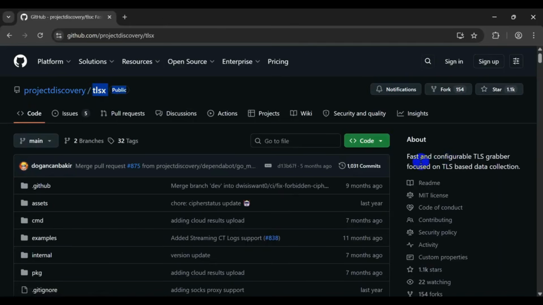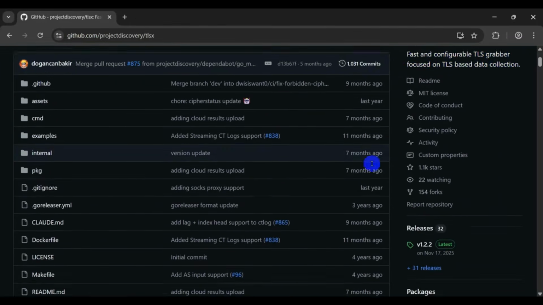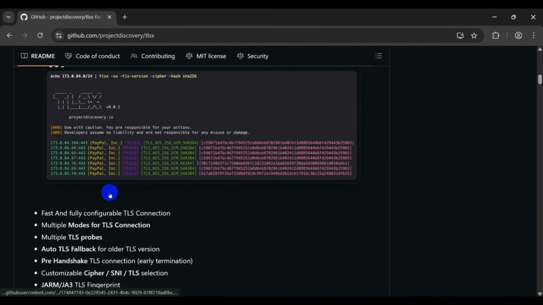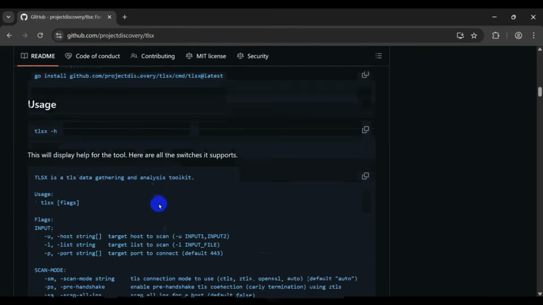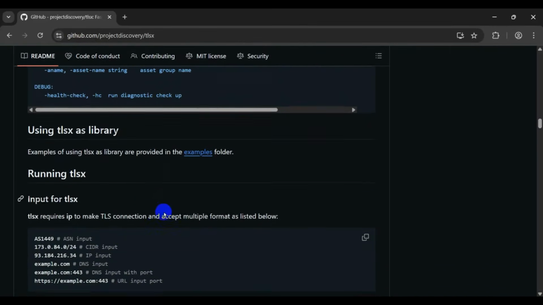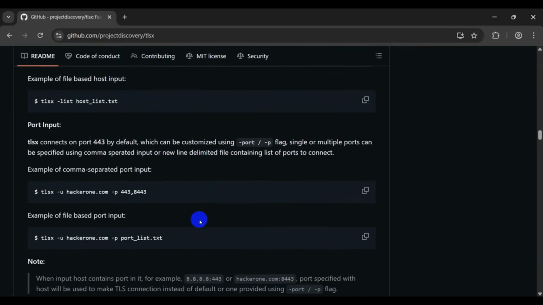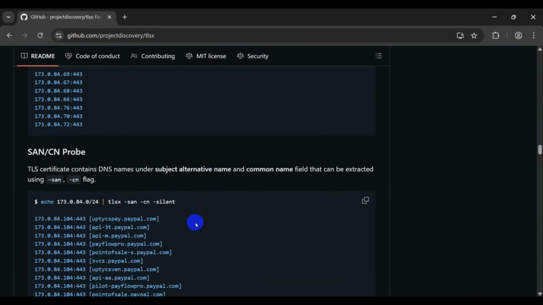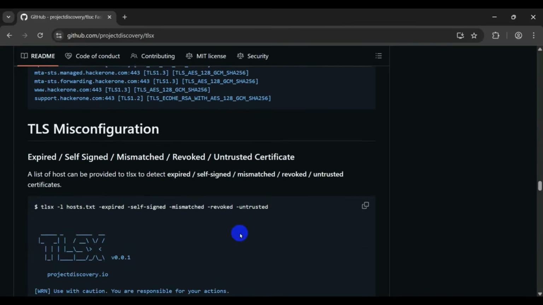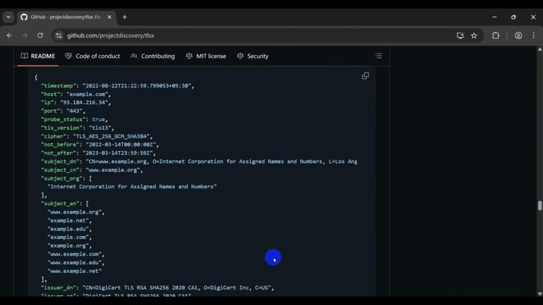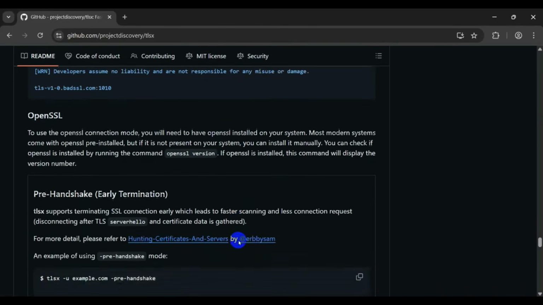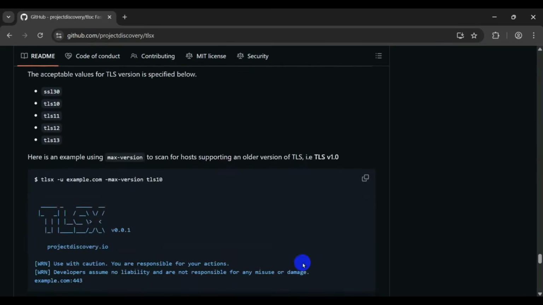Now, let's discuss TLSX. TLSX focuses on TLS and certificate intelligence collection. While certificates are commonly viewed as security components, they also contain valuable reconnaissance information. Certificate metadata can reveal alternative names, associated domains, subdomains, and relationships between internet-facing assets. Small details hidden within certificate records often expose infrastructure connections that are not immediately visible through traditional searches. By analyzing certificates, researchers frequently discover hidden domains, additional services, and previously unknown assets connected to larger environments.